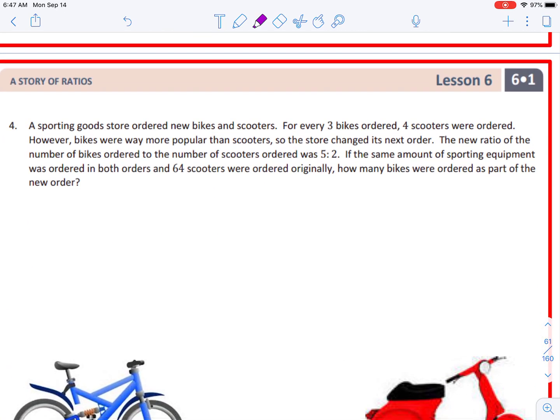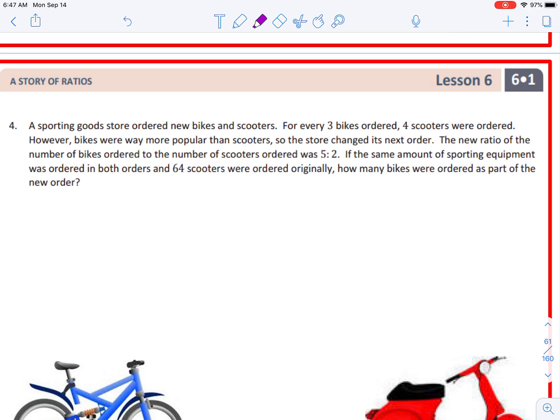A sporting goods store ordered new bikes and scooters. For every 3 bikes ordered, 4 scooters were ordered. However, bikes were way more popular than scooters, so the store changed its next order. The new ratio of the number of bikes ordered to the number of scooters ordered was 5 to 2. If the same amounts of sporting equipment was ordered in both orders, and 64 scooters were ordered originally, just meaning before, at the beginning, how many bikes were ordered as part of the new order?